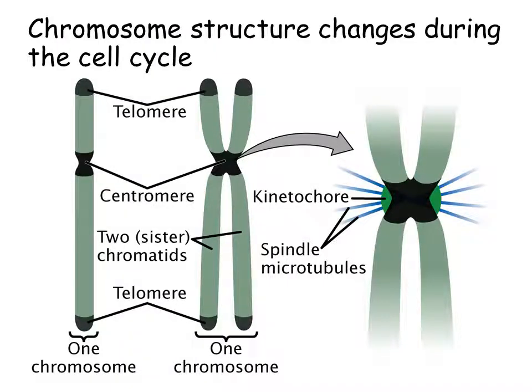So during the cell cycle, our chromosomes are going to look different. When they initially go into the cell cycle, we'll have one chromosome. And during the S phase, that DNA gets replicated such that we still have a single chromosome, but we now have two sister chromatids.